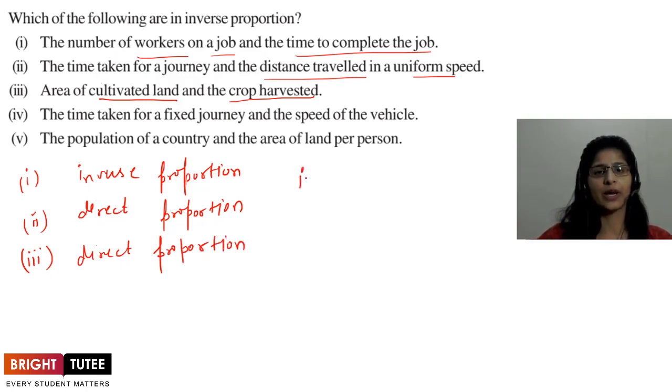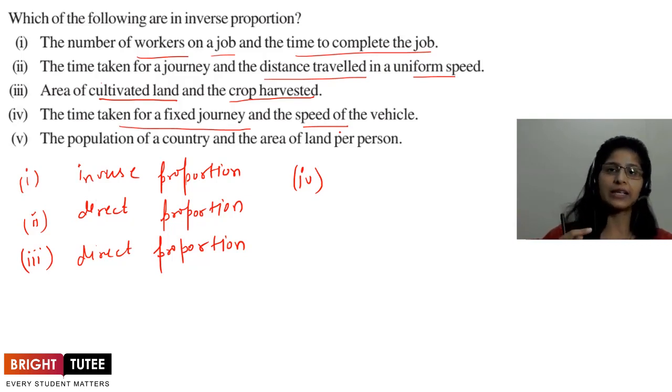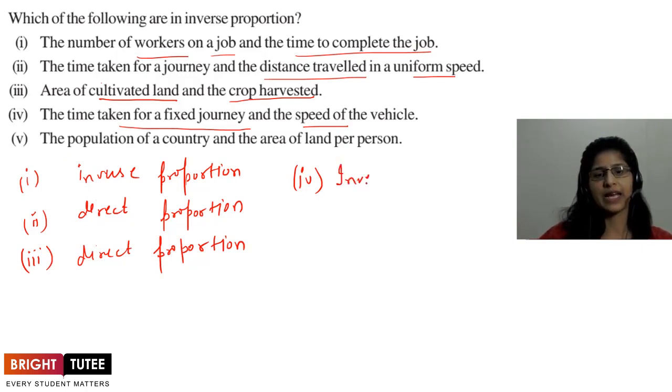Now, the fourth part of the question says the time taken for a fixed journey, that means distance is fixed, and speed. Suppose the same distance is to be traveled. Then if we increase the speed, less time we will require to cover that. And if the speed is less, then more time will be required. So time and speed are in inverse proportion. So what will be the answer of the fourth? Inverse proportion.